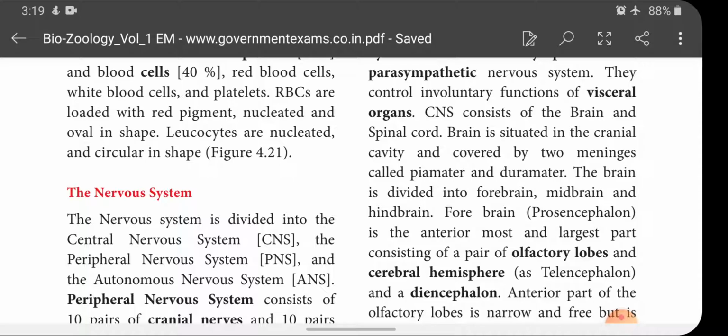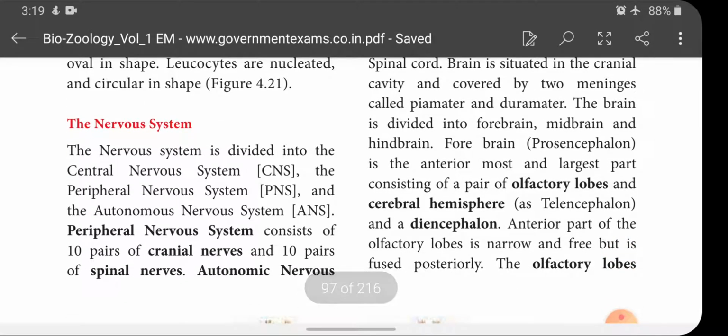The brain is divided into three regions as like ours. There is forebrain, midbrain, and hindbrain. About forebrain, it is otherwise called as prosencephalon, is the anterior most and largest part consisting of a pair of olfactory lobe and cerebral hemisphere and diencephalon.